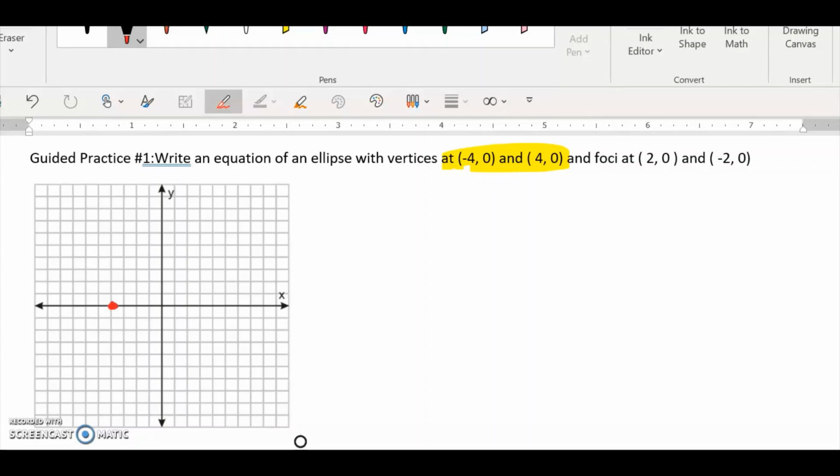Your notes don't have this coordinate plane because you were printing it, and I didn't want to take up too much space. So if you want to do your own coordinate plane or get out graph paper, I encourage you to do that. So here's our vertices, and our foci are at 2, -2.